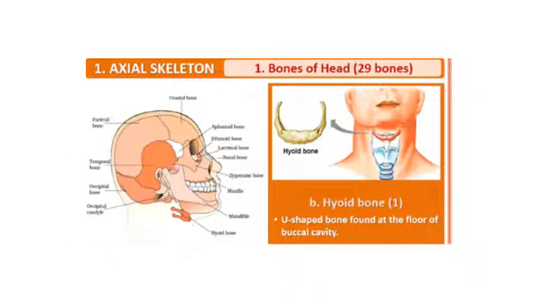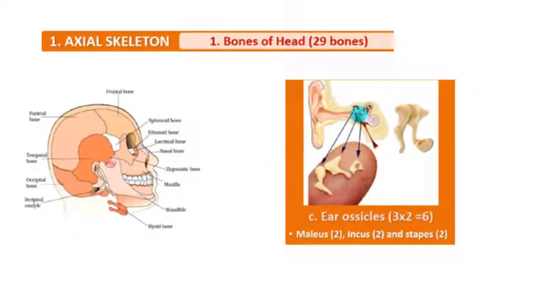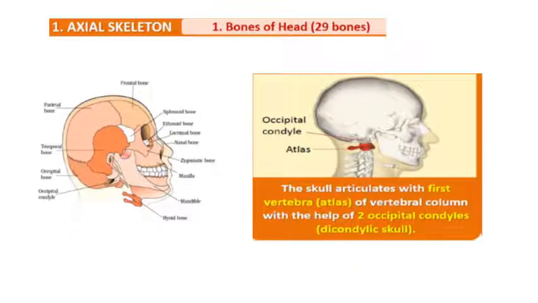The hyoid bone is a U-shaped bone which is found at the floor of our buccal cavity, that is our mouth. The ear ossicles come in pairs. We have already studied about them. They are malleus, incus and stapes. That is how sound is transmitted with the help of these three bones in the ear. Then the skull articulates with the first vertebra, that is the atlas of the vertebral column, with the help of two occipital condyles.